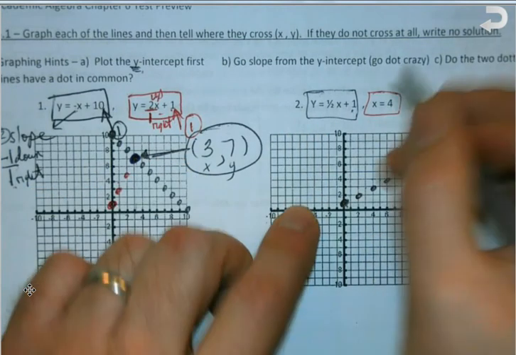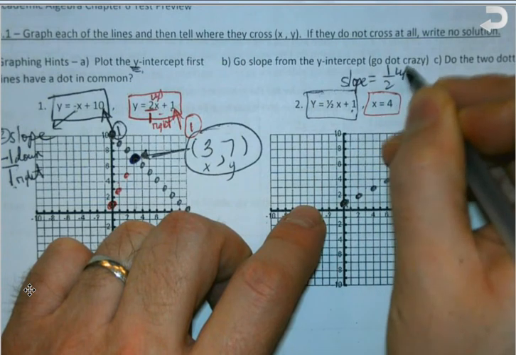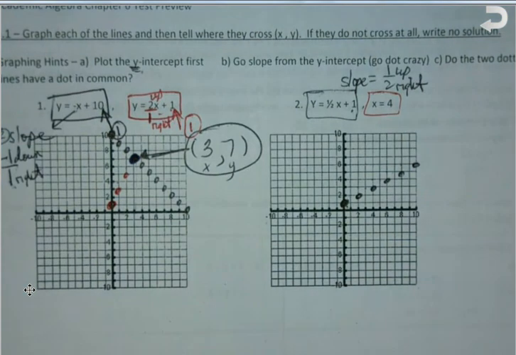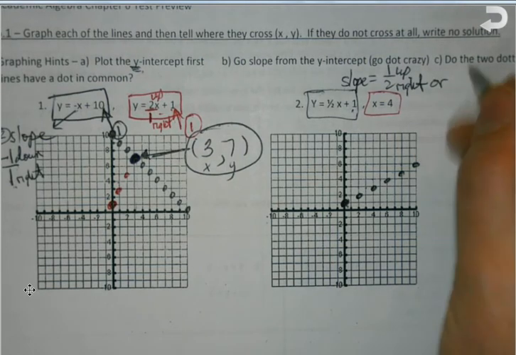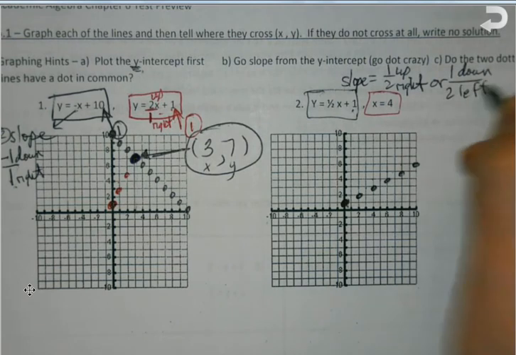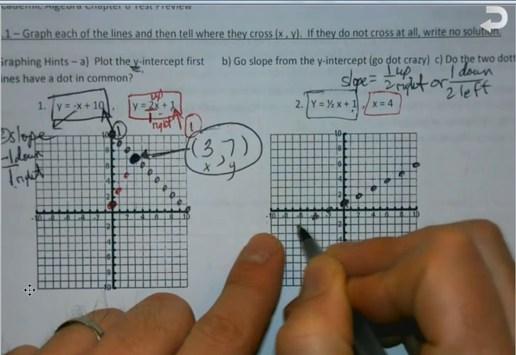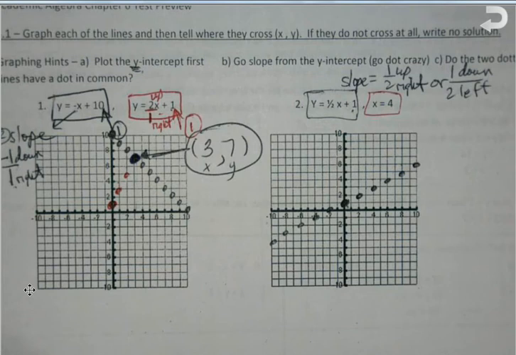Now this time, I had my slope is up 1 and right 2. If I run out of room and I want to be able to complete my line going the other way, what else could I do for my directions? Absolutely. I could go 1 down and 2 left. Because that way I can get my line going all the way through. If they don't intercept, what do we do? No solution.